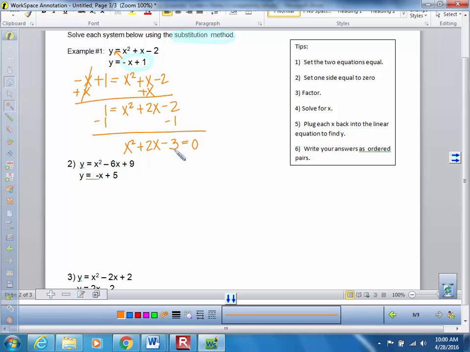From here, what do you think we're going to have to do to solve for x's? Yes, trinomial method. We're going to have to factor this. So what is going to multiply to give me a negative 3, but add to give me a positive 2? Negative 1, positive 2. No, that won't work.